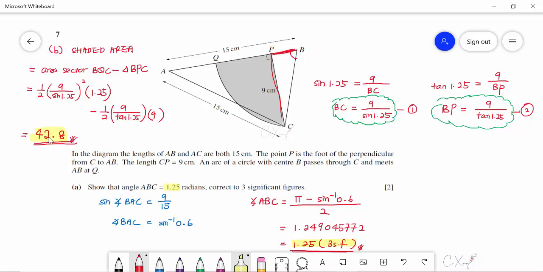Alright, and it is worth mentioning that for this part, when we are doing the calculation, we are using the 1.25 all the while. So when you press the calculator with 1.25 in this equation, the final answer that you get is 42.8. Then some other students may use the original value instead of 1.25, the original long value, which is 1.249045772. If you substitute this long value here, your final answer for this question will be 42.7.